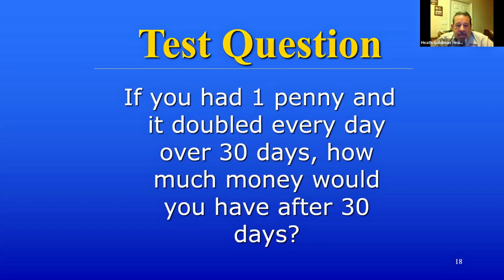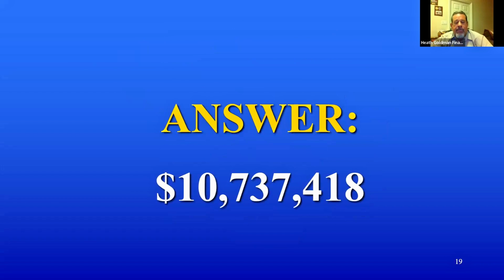All right, watch this. I didn't believe it the first time, the second time, the third time, or the 10th time that I used my calculator to figure it out, but it's right. One penny doubled every day for 30 days gives you $10,737,418.